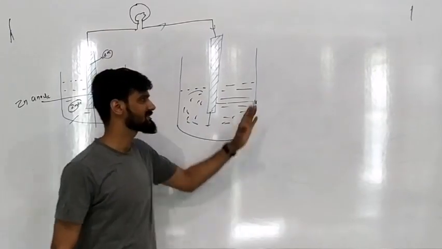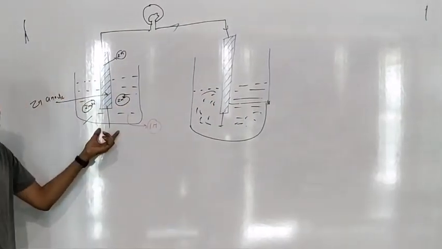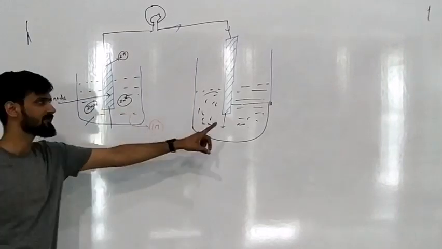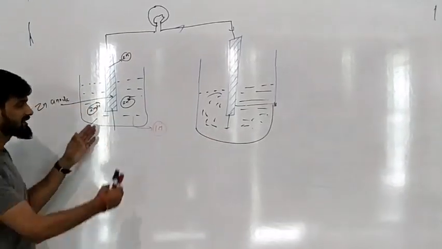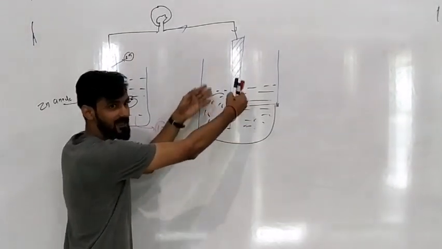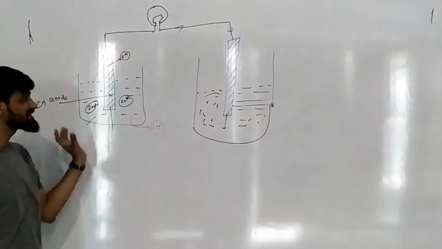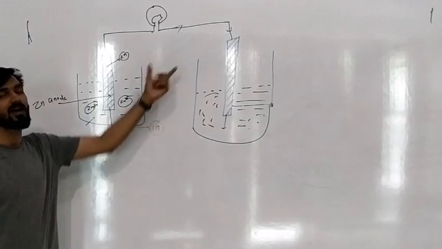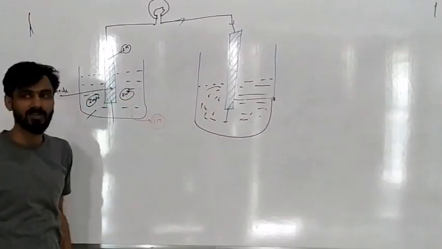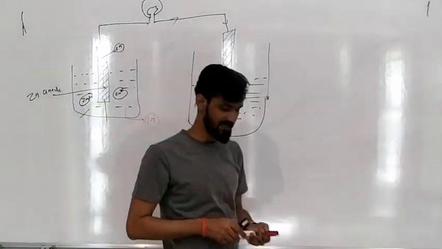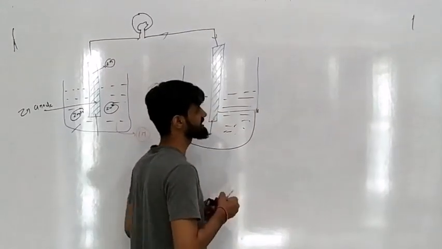Just understand one thing: if there is a generation of electrode potential in both compartments, then definitely there must be a potential difference between the anodic compartment and the cathodic compartment. Due to this potential difference, the whole system will feel a potential difference. That potential difference is called the cell potential. I am writing the formula of cell potential.